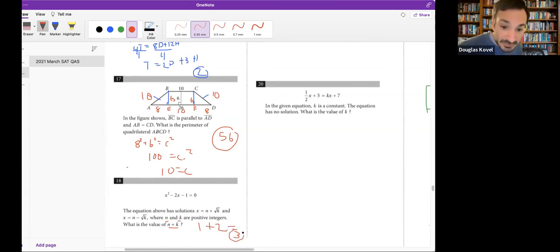Again, this question was very straightforward. There was no trick to it. It's just a procedure, but there are a lot of steps involved.